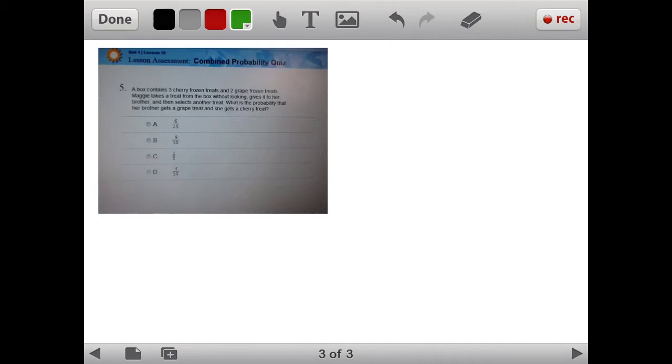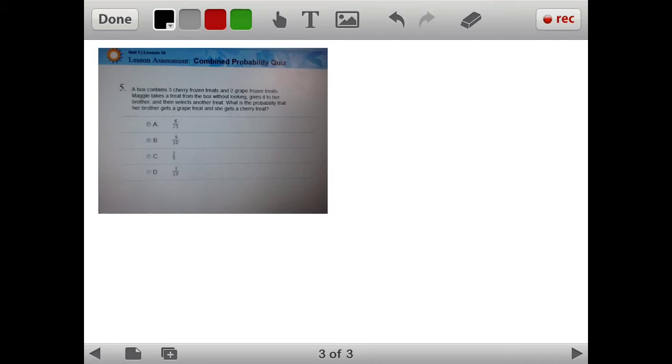Okay, so I'm going to try something different and move to this page. So hopefully you're still able to see the problem. If not, then you'll just have to turn off the recording. It says a box contains 3 cherry frozen treats and 2 grape frozen treats. Maggie takes a treat from the box without looking, gives it to her brother. That's nice. And then selects another treat. What is the probability that her brother gets a grape treat and she gets a cherry treat?